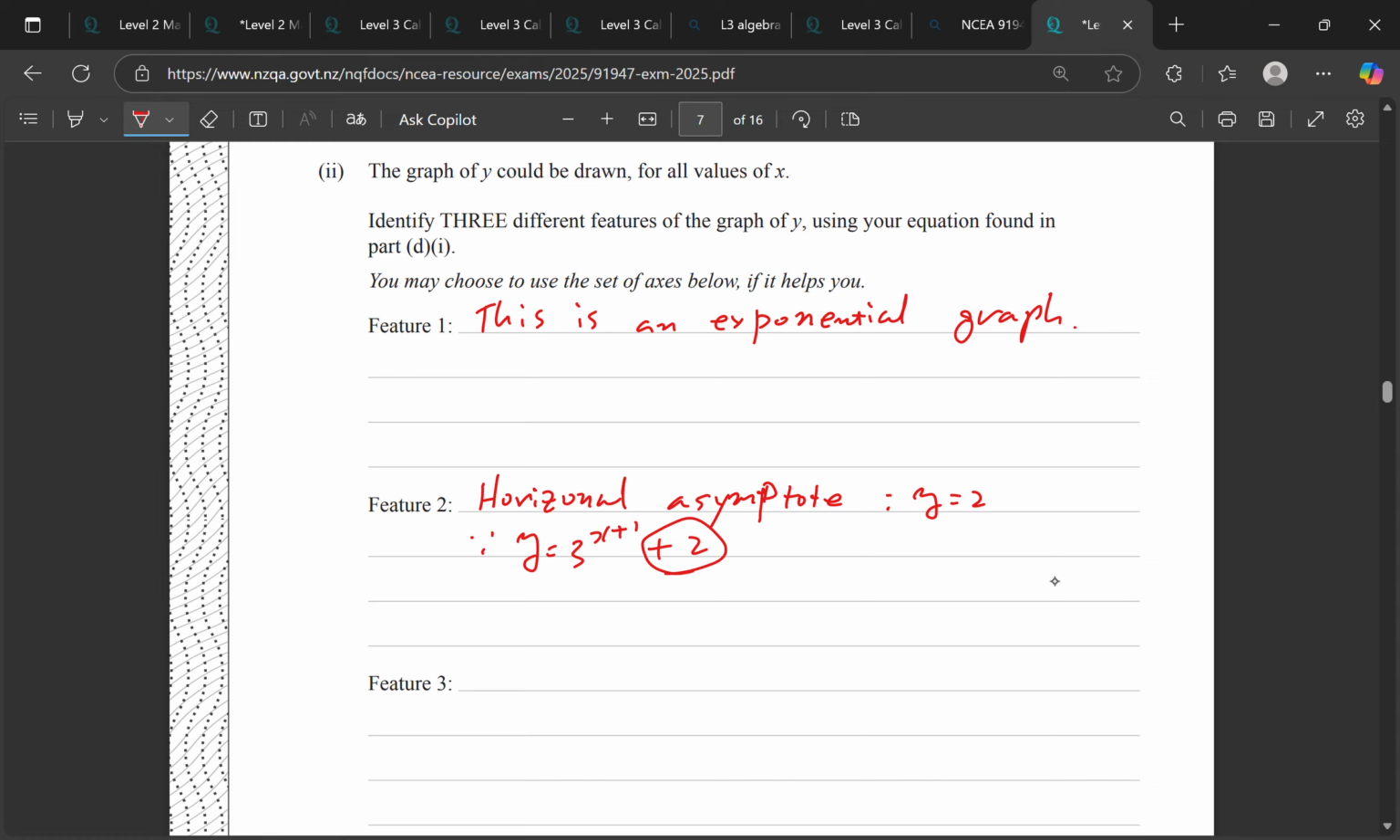And now the third one would be the y-intercept I can talk about. So the y-intercept is (0, 5). So at x equals negative 1, the y value is 3. Yeah, these 3 would do.